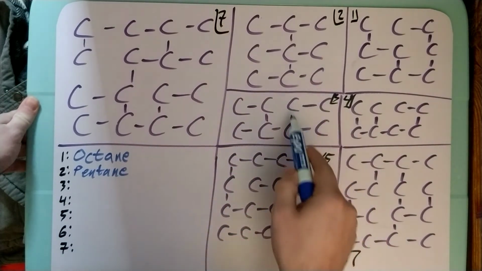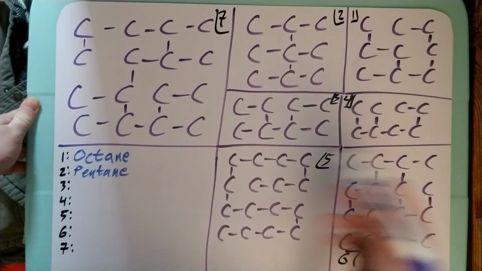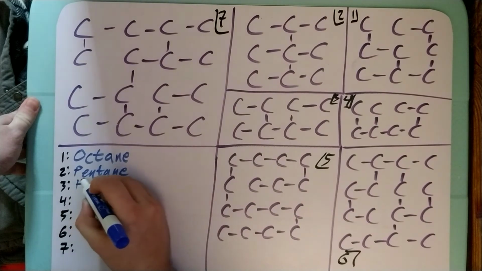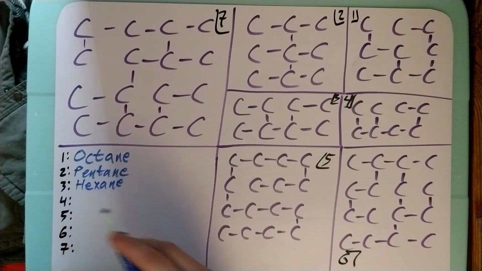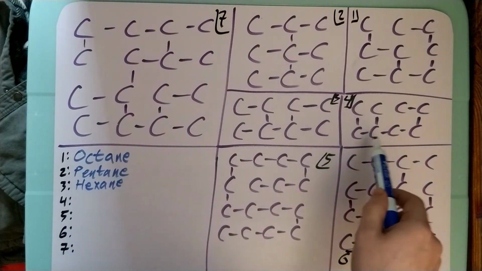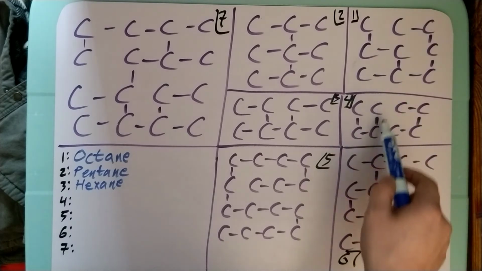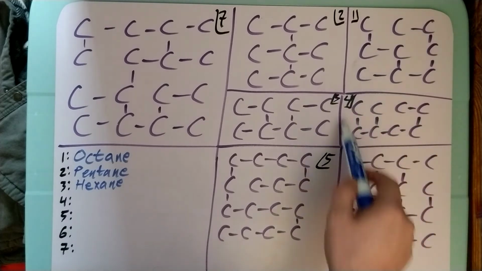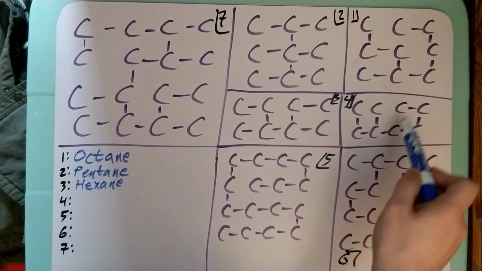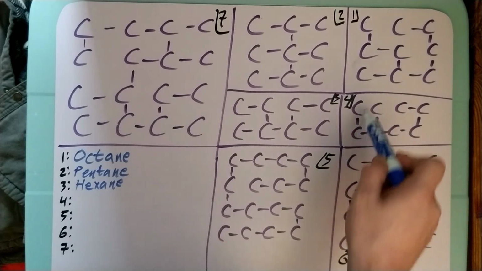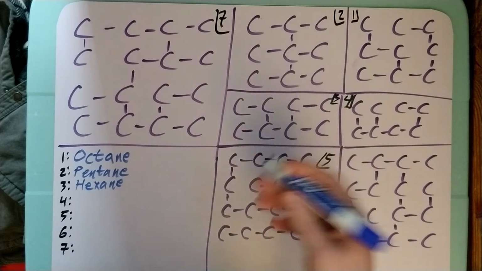Now on number 3, number 3 is going to be a hexane. Number 4, if we start here, the only real choice is whether we're going to have one more or two more. Well, two more is more. So we're going to go with the two more. So 1, 2, 3, 4, 5, 6, 7.